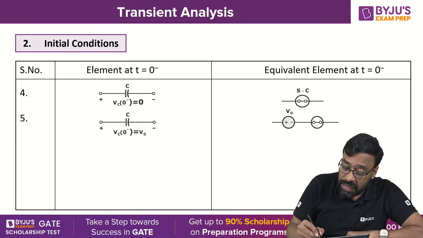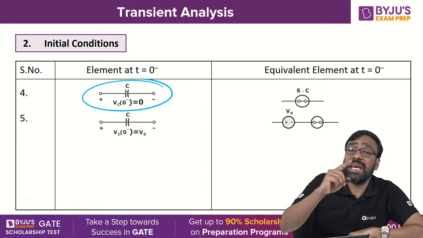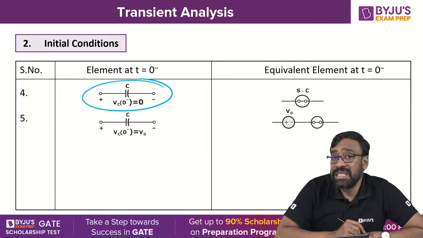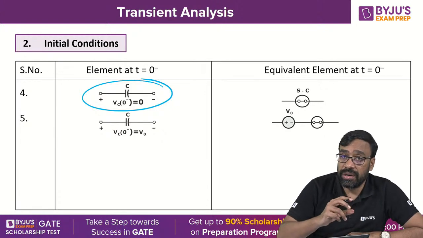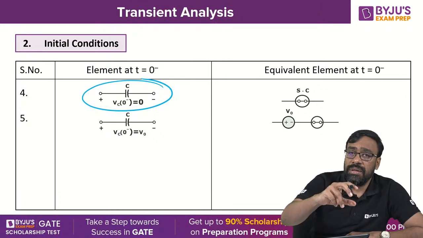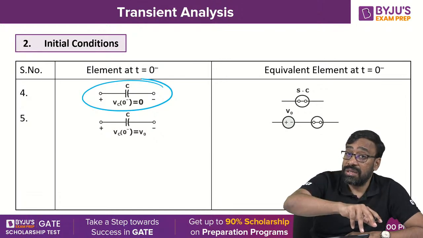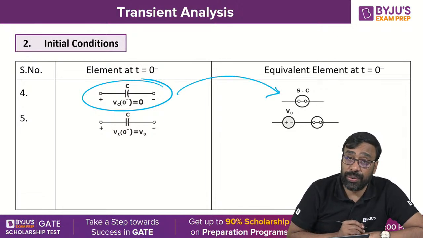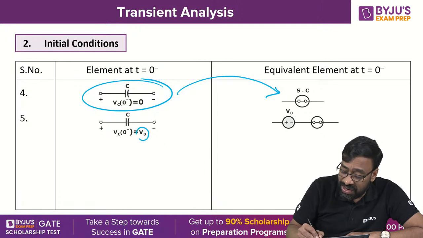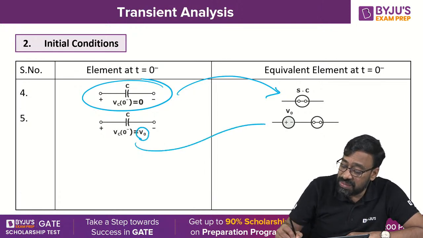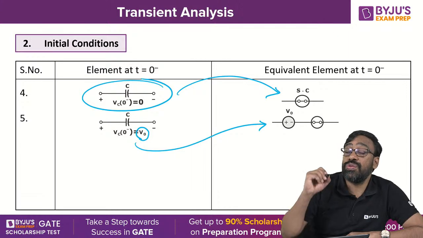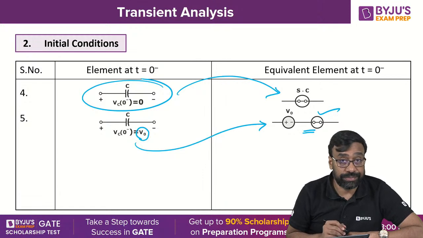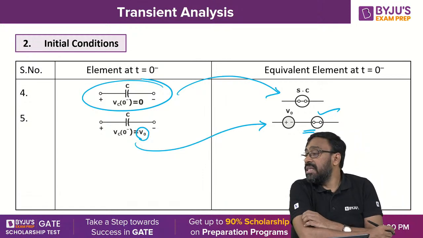Now, the capacitor depends upon the voltage across the capacitor at t equal to 0 minus. t equal to 0 minus means again the minus infinity equivalent circuit, open circuit. Find the voltage across the open circuit; that is the voltage across the capacitor. If that is 0, then at t equal to 0 plus it can be replaced by a short circuit. If that is not 0, some finite value V0, then it can be replaced by an equivalent voltage source V0 with a series capacitor model, that is a short circuit.